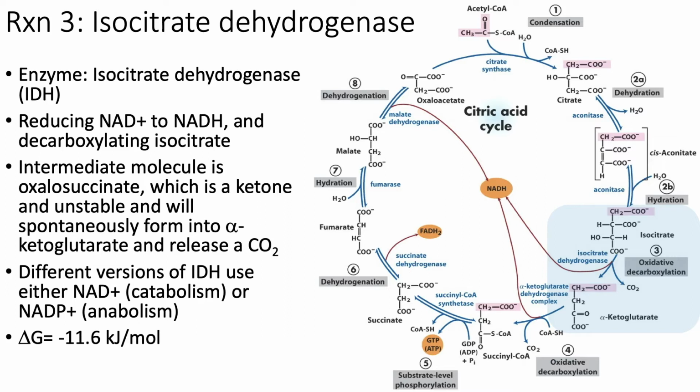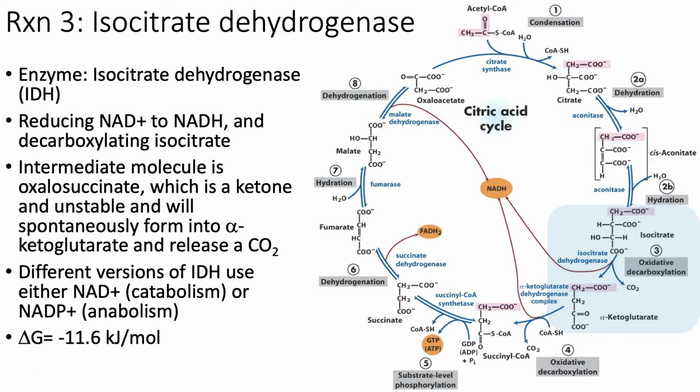So isocitrate dehydrogenase is the enzyme, and it does 2 things. It's going to reduce NAD+. We take that hydrogen and the electrons from the bond and stick that hydrogen onto NAD+ to make NADH. So we're reducing NAD+, i.e. we're oxidizing isocitrate. And in the process, we're also going to decarboxylate isocitrate.